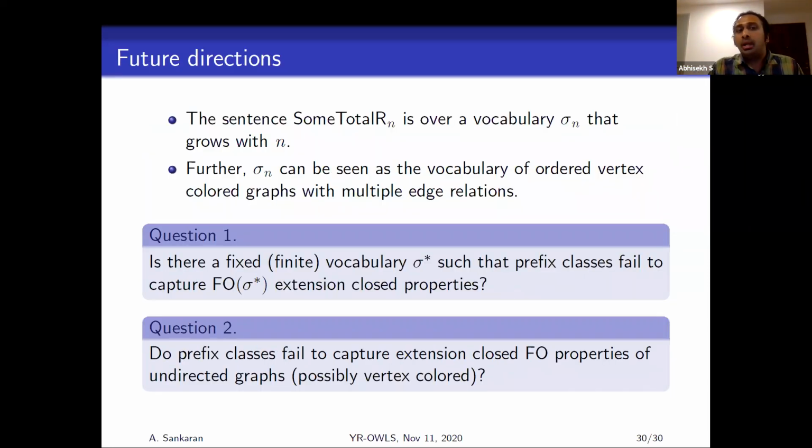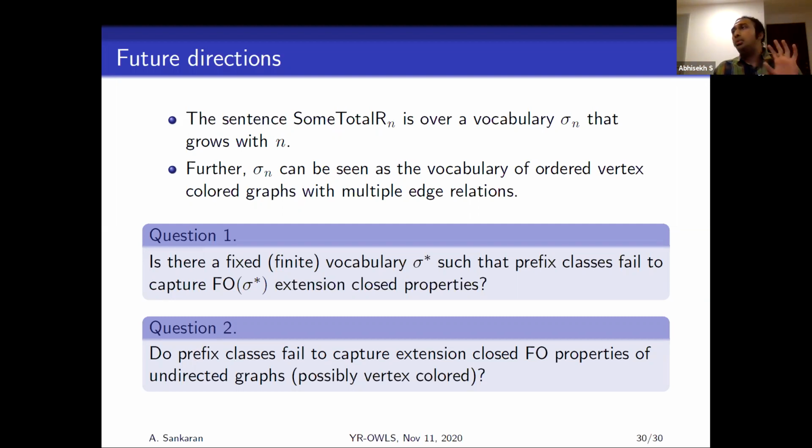The future directions are a natural question that would have come to your mind is that, well, maybe I've not given you enough time to ponder on the sentence sum total Rn that I constructed, but sum total Rn has a vocabulary which depends on n, because at every stage we are adding these new predicates Sn, Rn, and so on. So you're constructing more and more sentences with a larger and larger vocabulary.